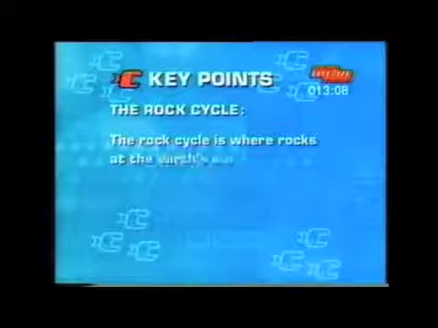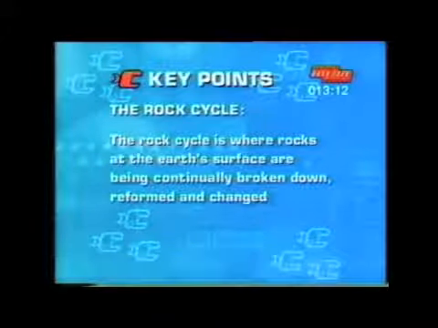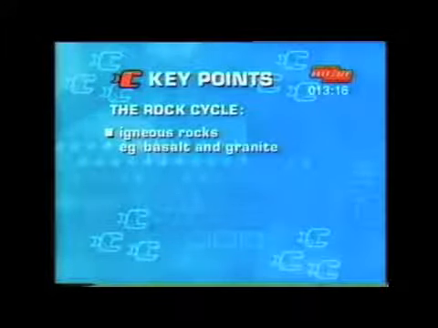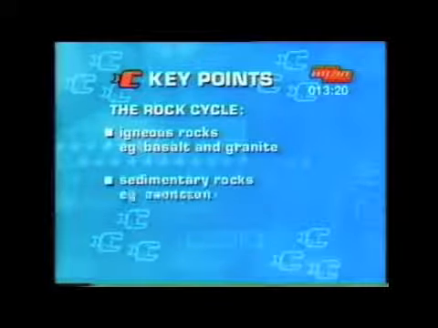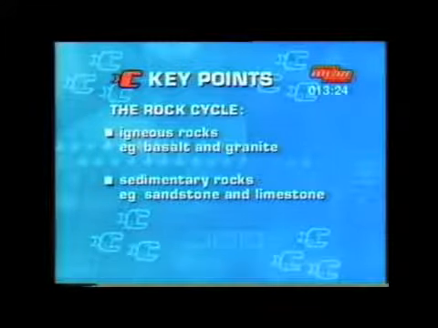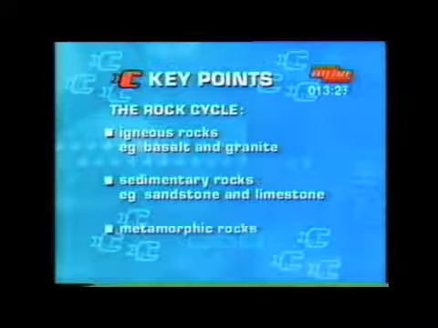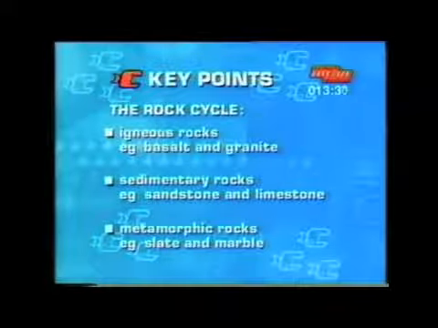The rock cycle is an ongoing cycle of events over millions of years, where rocks at the Earth's surface are being continually broken down, reformed and changed. So examples of igneous rocks are basalt and granite. Examples of sedimentary rocks are sandstone and limestone, which are cemented together. And examples of metamorphic rocks are slate and marble, which have been compressed and heated.